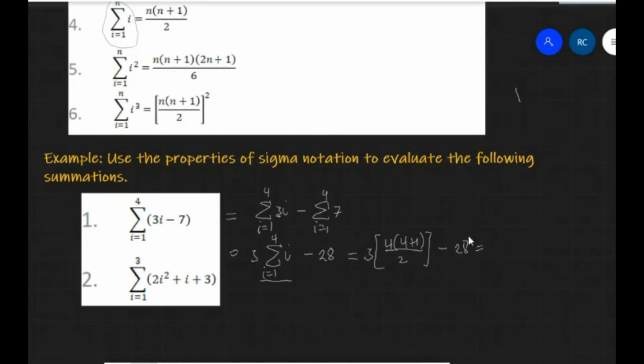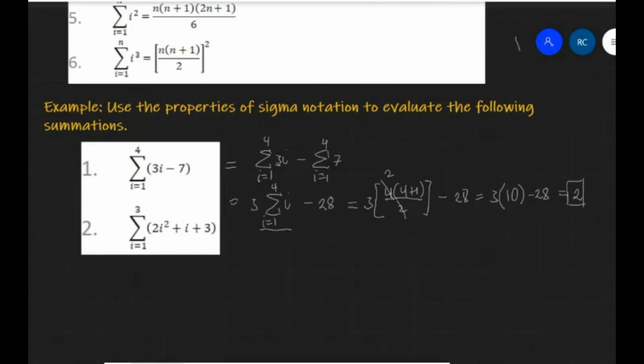Simplify natin ito. So, pwede natin cancel ito. Ito yung magiging 2. So, 3 times 4 plus 1, that's 5. 5 times 2 is 10. Minus 28. 3 times 10 is 30. 30 minus 28 is 2. Ito na po yung sagot. Is that clear? Yes. Klaro po? Okay. Let's move to the second example.